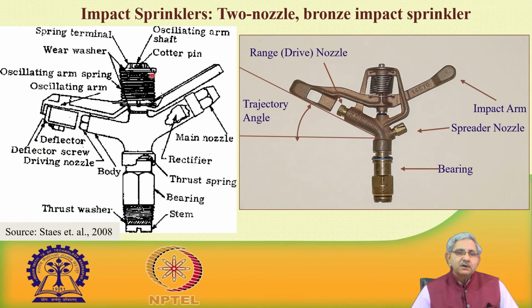You can see these are the different components. This is the oscillating arm shaft, and this is the oscillating arm, which oscillates when the jet ejects out of this one. So, it brings it back. Already I have explained this to you.